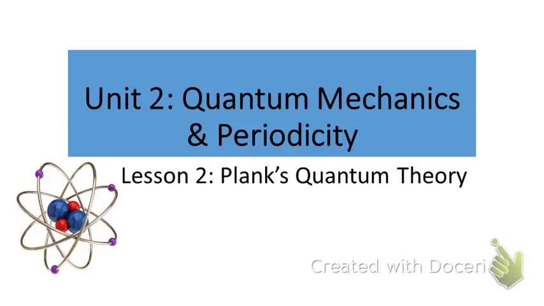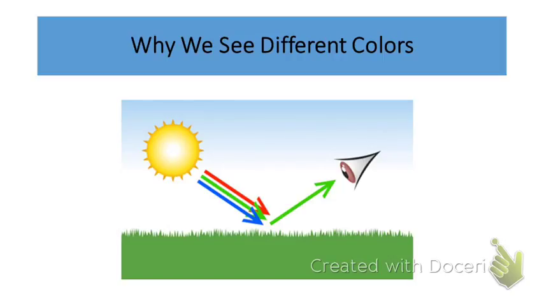Alright, let's get started with Lesson 2, Planck's Quantum Theory. Now that you have a pretty good understanding of electromagnetic waves, what they are and their characteristics, and understand the electromagnetic spectrum, we're going to turn our attention to the color of light and color in general and what we perceive as color with our eyes and brains.